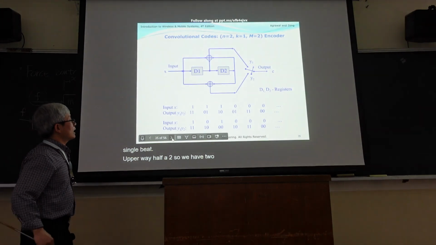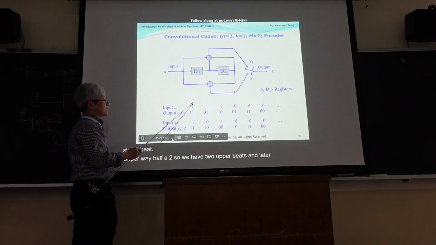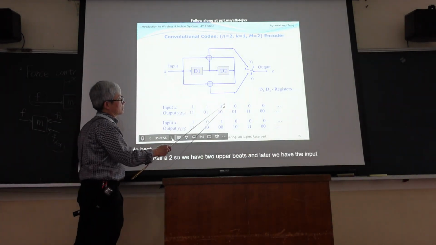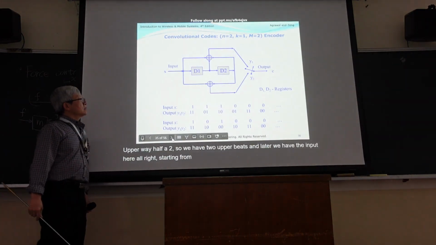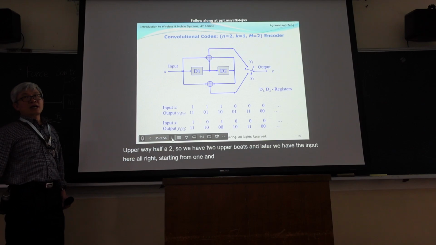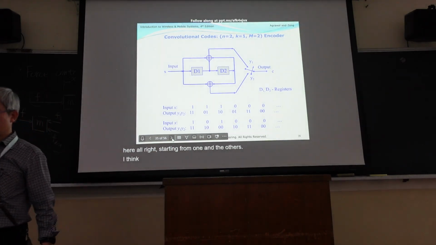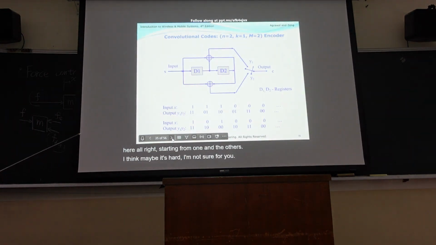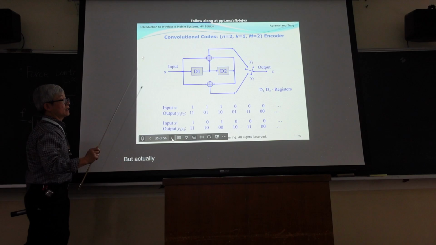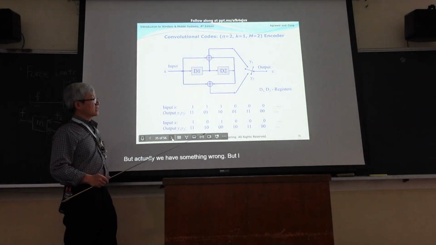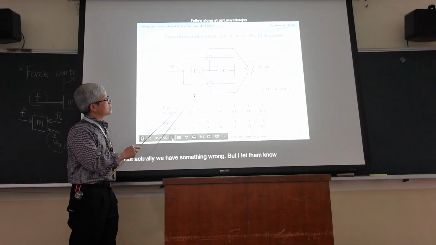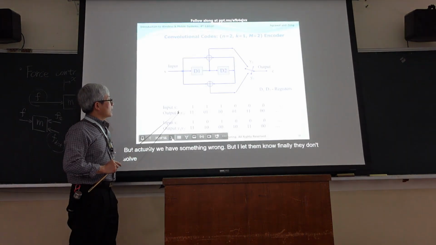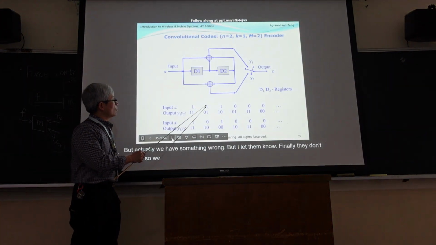Later we have the input here, starting from 1 and the others. Well, I think maybe it's hard. I'm not sure for you. Actually, we may have something wrong, but I did not know. Finally, it doesn't get solved, so we still continue. So we have 1, 1, 1.